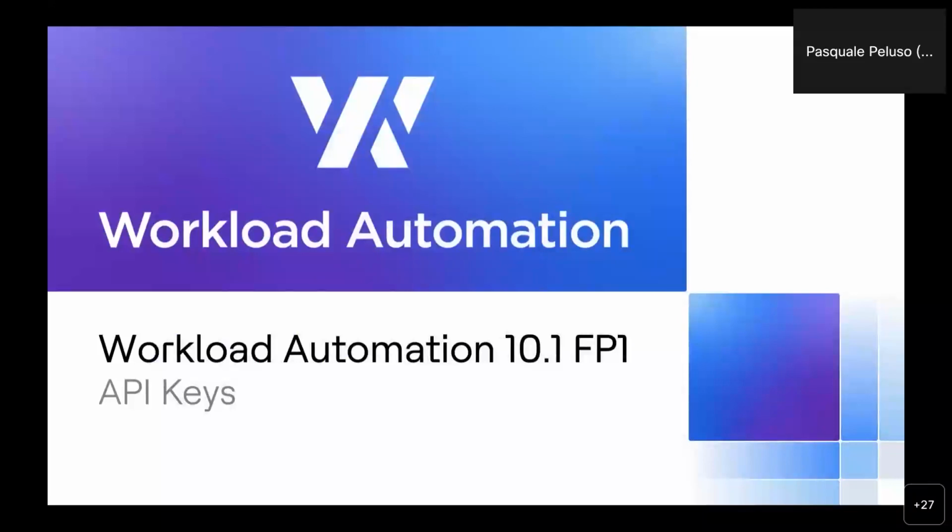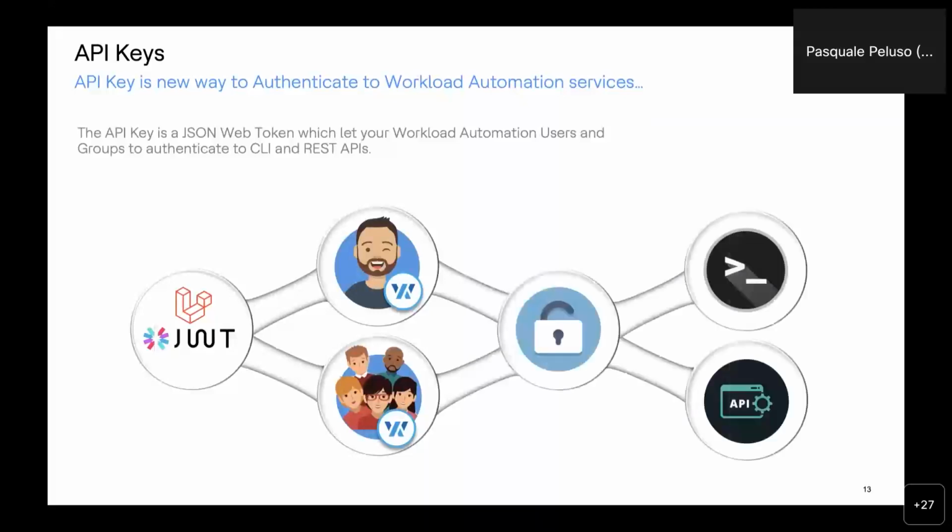Well, let's see what the API keys are right now. We have introduced a lot of tokens, and the API key is basically another JWT token that is used for enabling the authentication among our components. In particular, the API key is a JWT token that can be used to authenticate single users or groups to, right now, our command lines and our REST APIs.